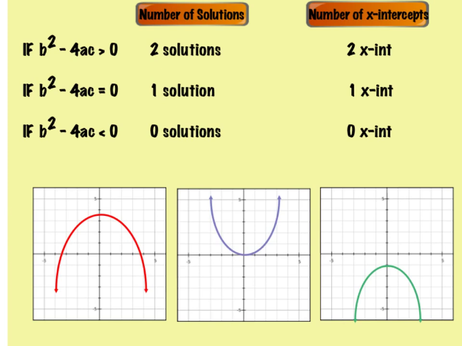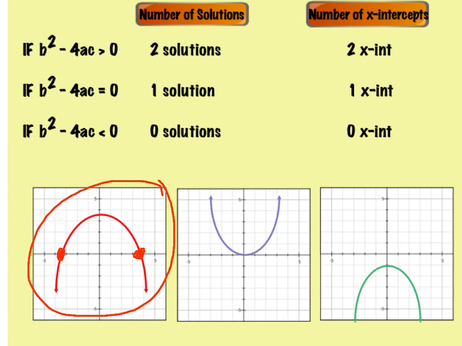All right, let me just take a second to walk through the notes you just jotted down. If the discriminant, b squared minus 4ac, is greater than 0, then the quadratic equation is going to generate two solutions, which means you will have two x-intercepts. If you look at each of these graphs, which one has two x-intercepts? I hope you're thinking this graph does. The two x-intercepts would be right here and right there.